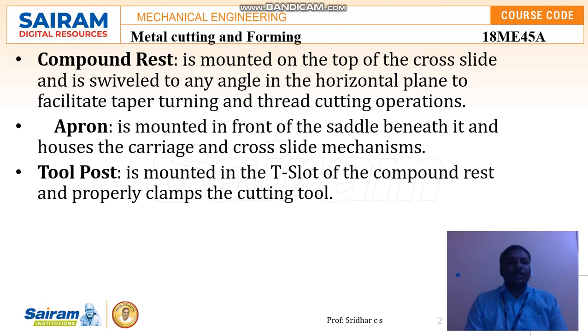The apron is mounted on the front of the saddle, and it houses the carriage and gives the cross slide mechanism. The function of the apron is to provide the cross slide mechanisms.